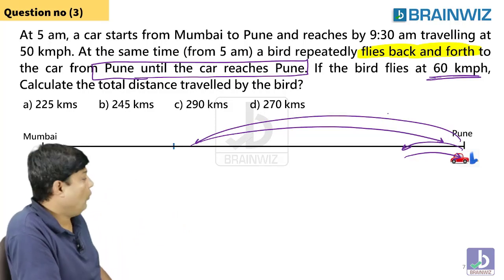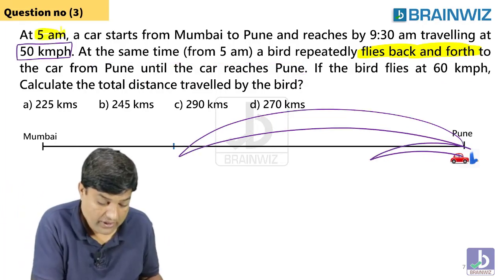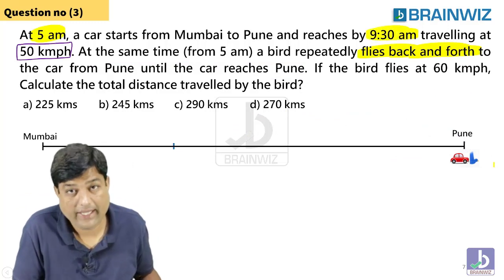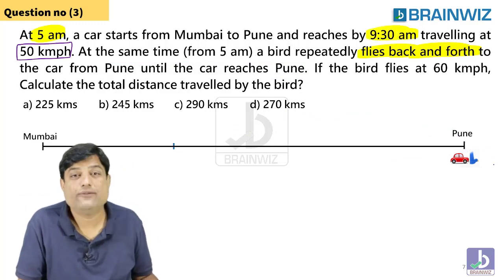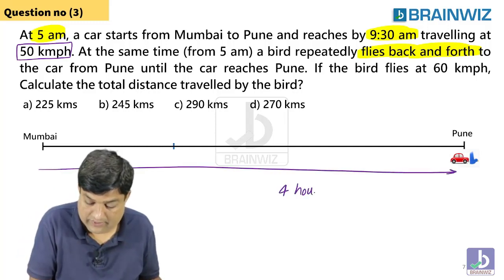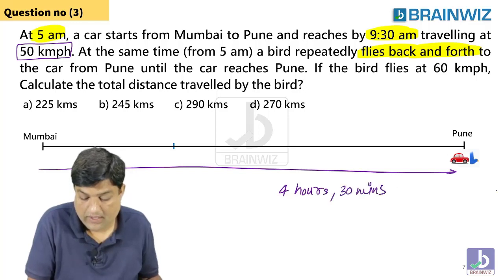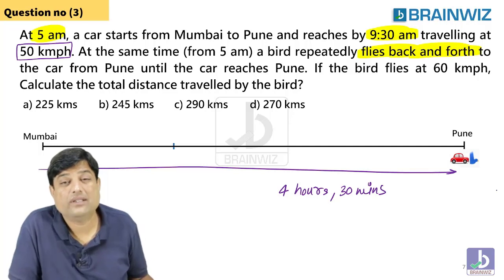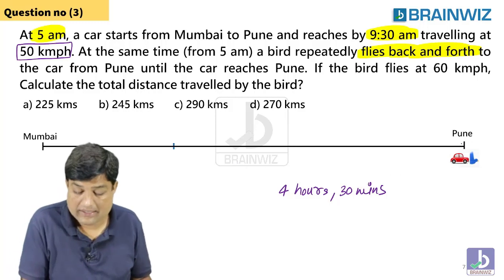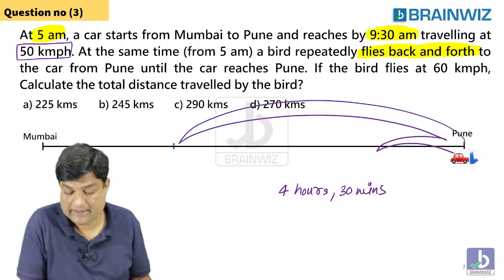So let's check it out. What is the time taken by the car to reach Pune? The car started at 5 o'clock in the morning and reached at 9:30 a.m. So definitely the car has taken 4.5 hours, that is 4 hours 30 minutes, to reach here. For these 4.5 hours the car is moving from this corner to that corner, and for the same 4.5 hours the bird is also flying in the air.